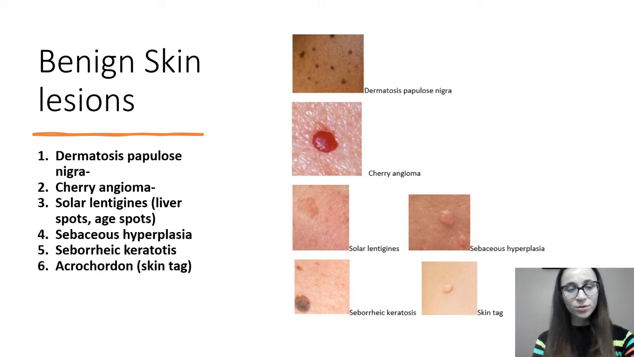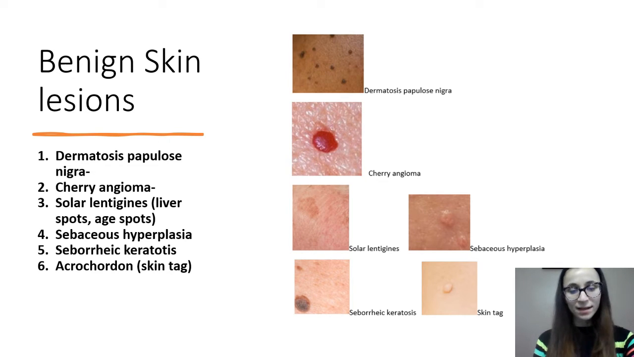The next one is solar lentigo, and this is also very common over 40 years old, which is why they're called age spots or even liver spots. They are usually pale or light brown, flat, oval spots. They're very distinct because they're brown, flat, and oval, the borders are irregular, and they're from the sun.